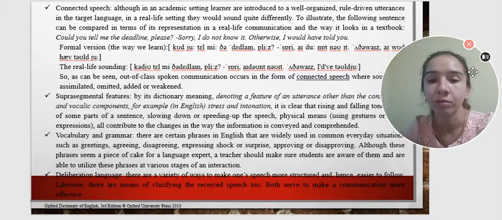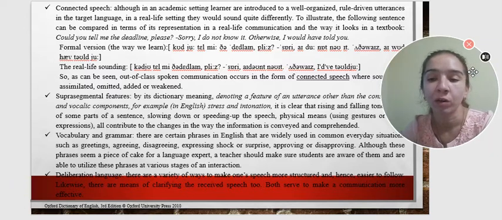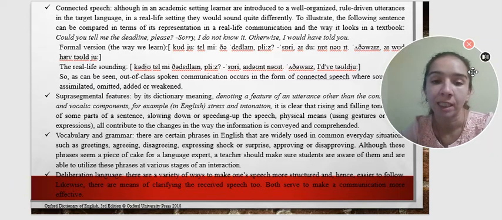But in real life, it can be quite different, and not each word is pronounced separately. For example, to illustrate, the following sentence can be compared in terms of representation in real-life communication and the way it looks in a textbook. If the dialogue has this kind of question-answer response: Could you tell me the deadline, please? Sorry, I don't know it. Otherwise, I would have told you. This is how it would sound in an academic classroom environment. However, in real life, it would be quite different, such as: could you tell me the deadline, please?